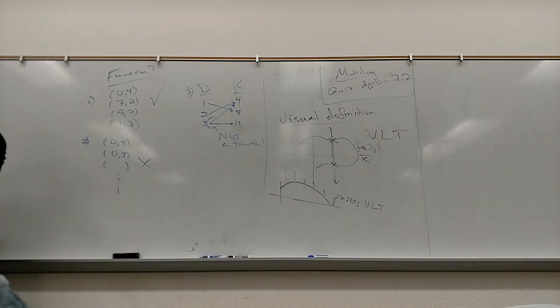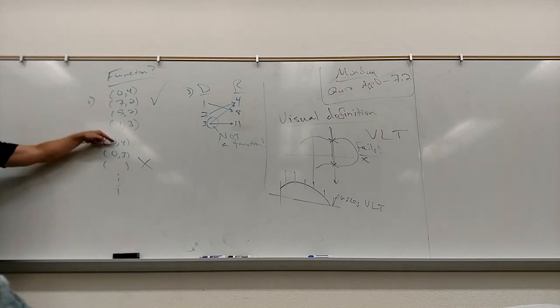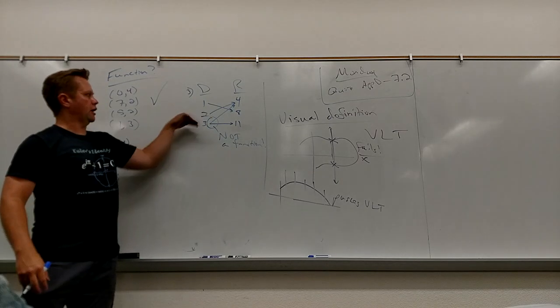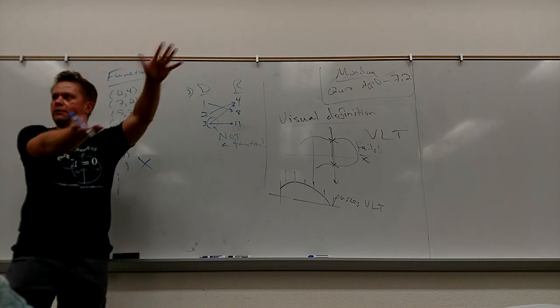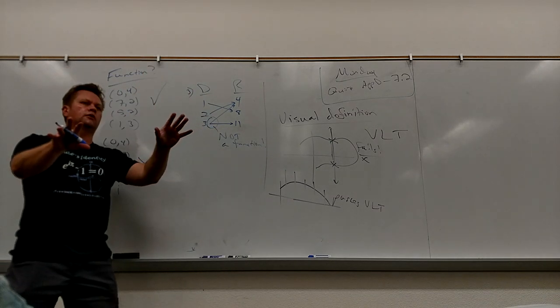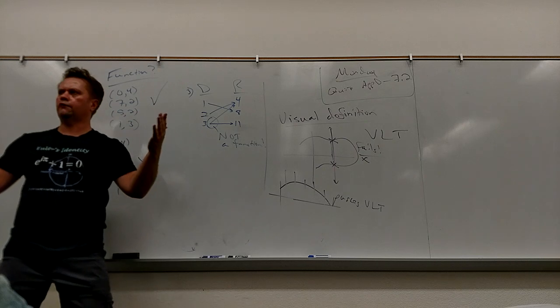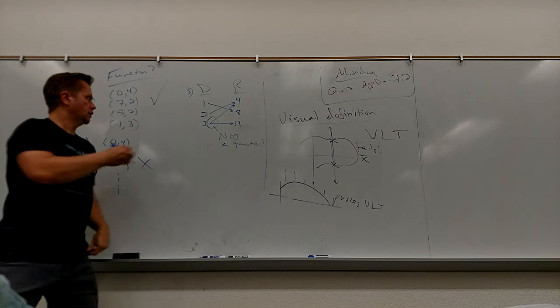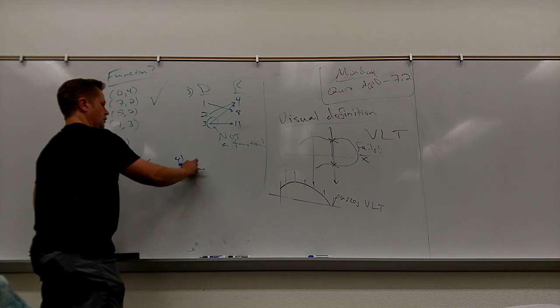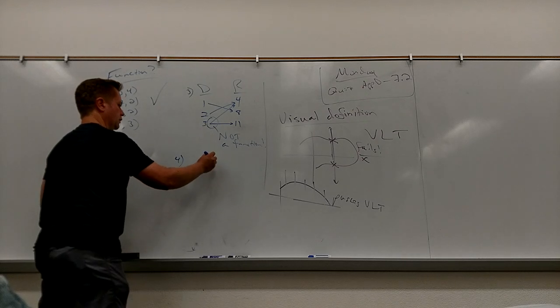So I'm using the same definition every time, but then you realize there's some shortcuts. If I see a repeated x, no. If I see two or more arrows coming off from one input, no. But in each case, it's the same definition that I'm using.